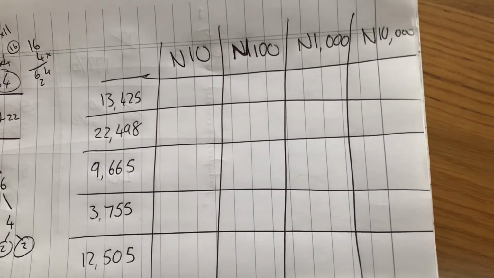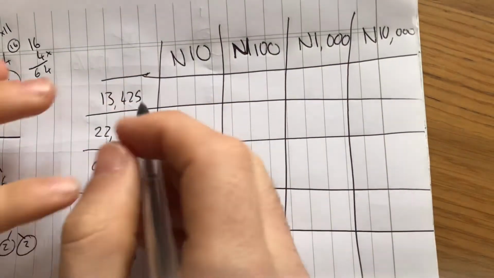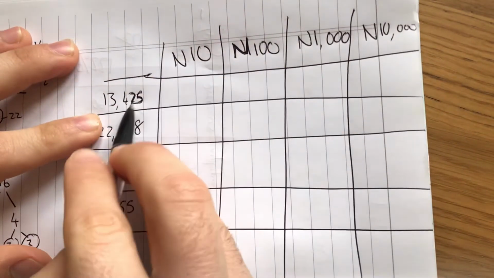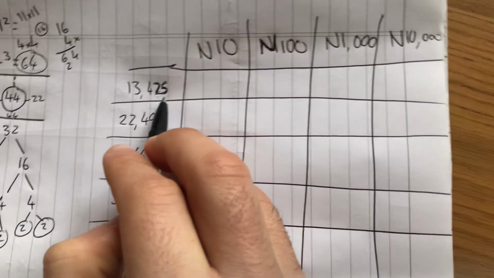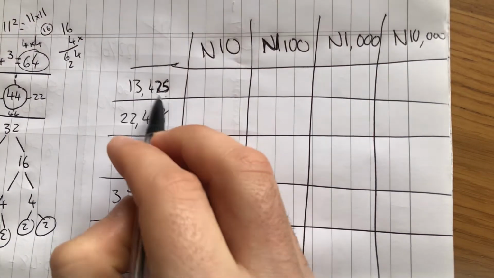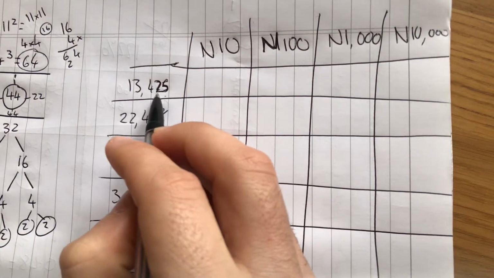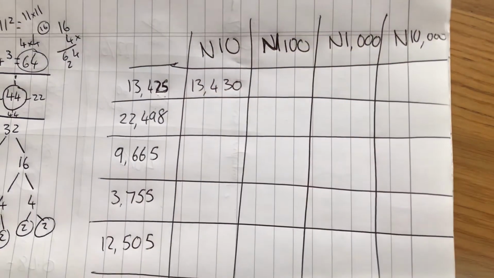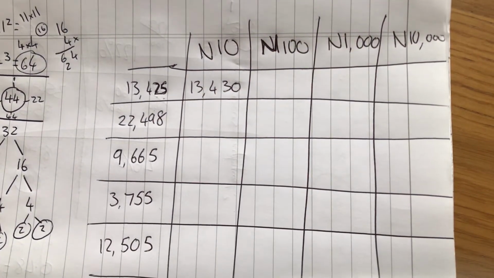I've tried to roughly draw it out. So, nearest 10, look at the 10 column, look at the number before, it's a 5, we know 5 rounds up, so that changes it to 30. So you've got 13,430. Remember, we are not writing out, we've got to write out the whole number.